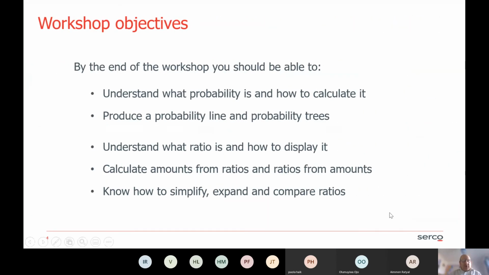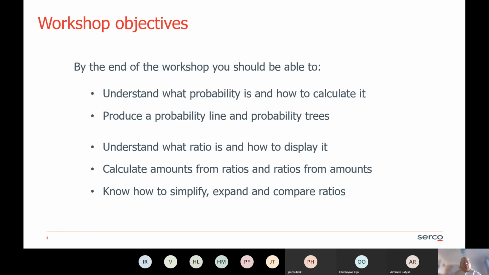What I'm going to try and cover today is looking at what probability is and how you calculate it. And we're going to use things called probability lines and probability trees. And then we're going to move on to ratio. Again, look at what ratio is and how you display it, how you calculate it and show it. We're going to calculate amounts from ratios and ratios from amounts. That makes sense. And we're going to look at simplifying, expanding and comparing ratios.